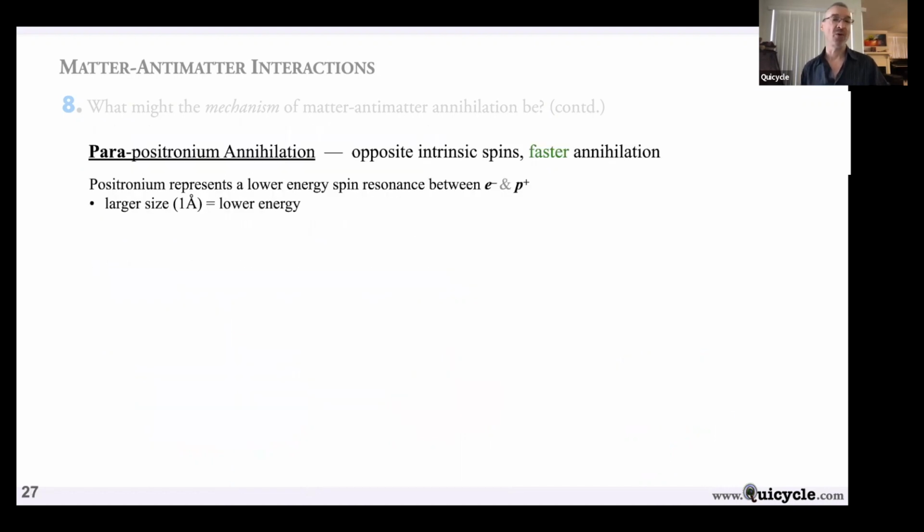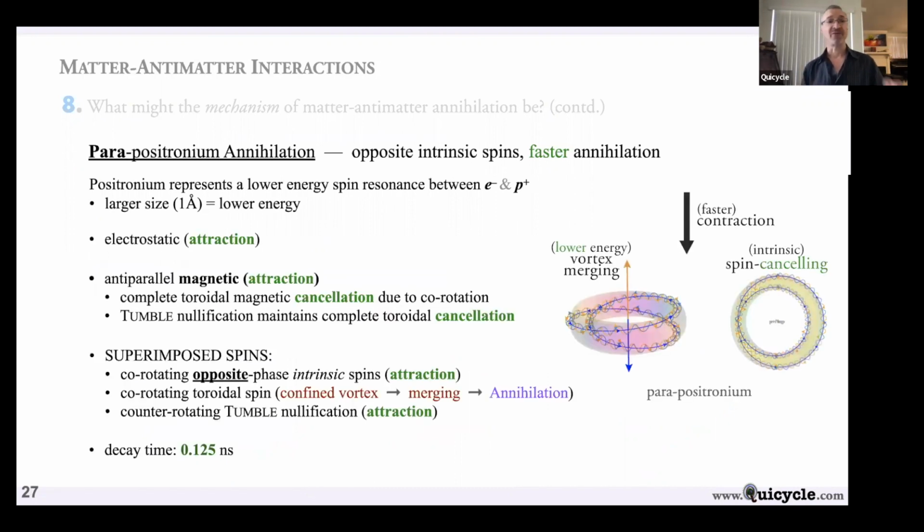So let's look at para and orthopositronium now by comparison, when we're looking at these energy interactions, to see if the delay of the orthopositronium can be spin related in this case. Now, in the case of parapositronium, we have the electrostatic attraction, we have the magnetic attraction, and we have the spin interactions are also favorable because they have opposite spins. So we have counter rotation of the intrinsic spins, we have nullification of the tumble. So that kind of explains why parapositronium is not going to resist for very long. It will decay in a very short amount of time, 0.125 nanoseconds.